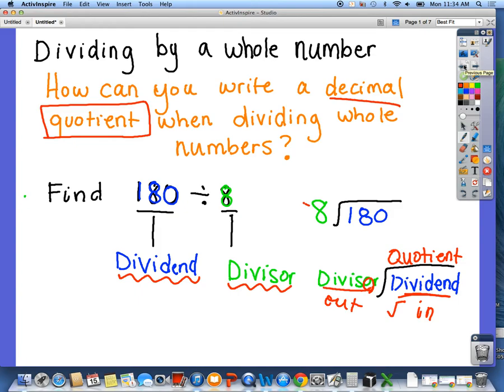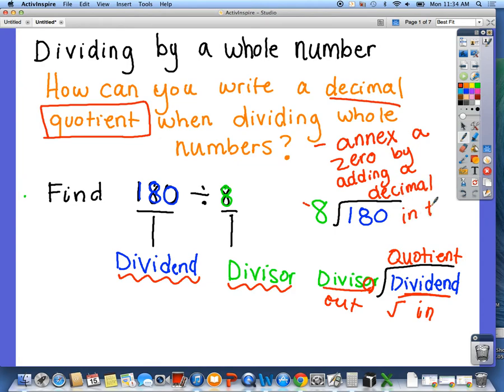Let's go back. How can you write a decimal when dividing whole numbers? You annex a 0 by adding a decimal in the quotient. So you might want to add that to your notes because we've answered our question. We've now figured out how we do that.